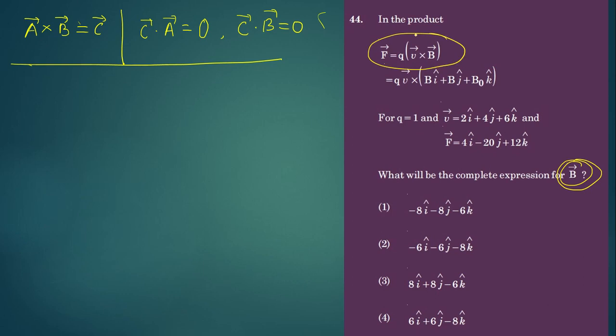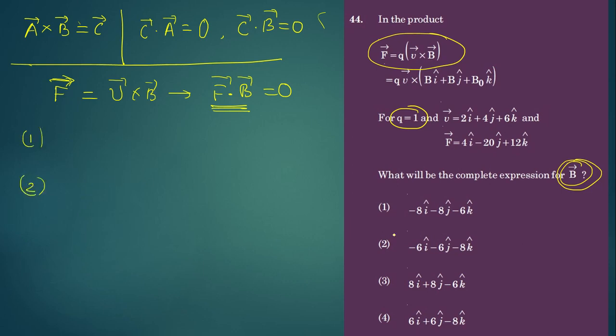This is the relation given. F is equal to Q, which is given to be 1. Even if it was not 1, it was not a problem because it's a scalar quantity. So F is equal to V cross B. Thereby I understand that this F dot B should always be equal to 0 for any value. Therefore, which value of B will be correct? The value of B will be correct which satisfies this particular formula. So one by one I will check all the options.